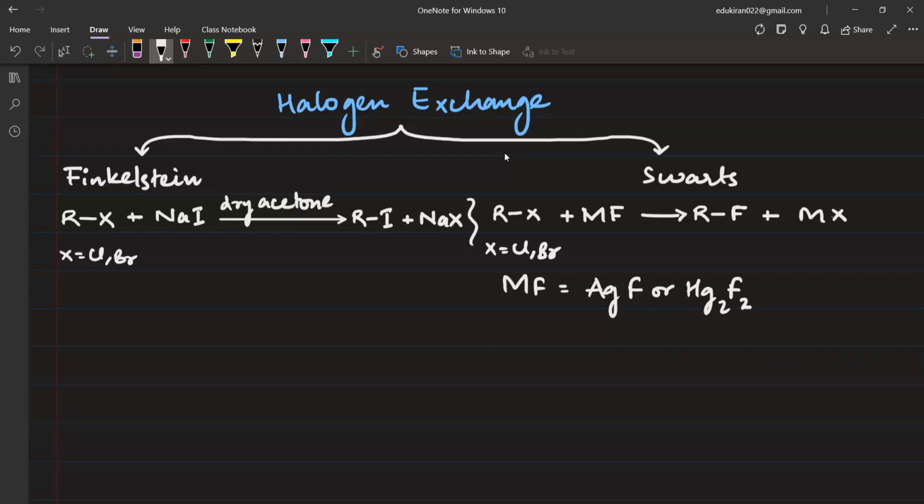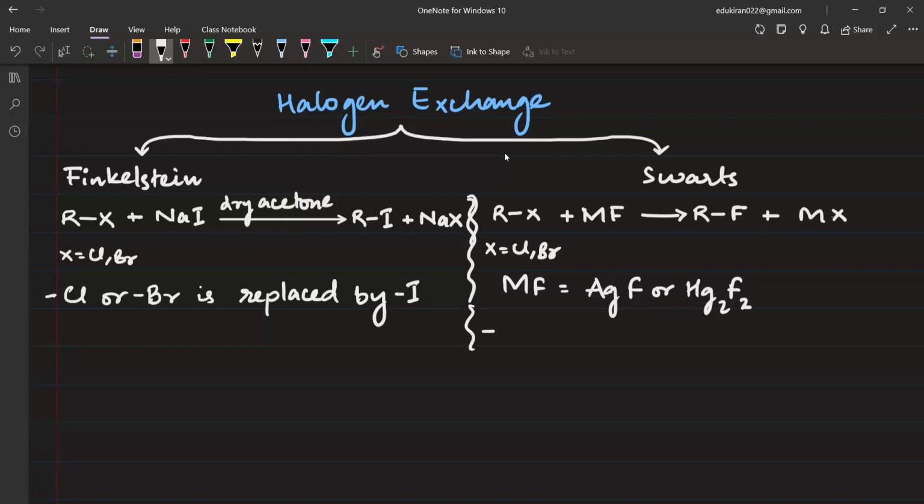So if you see fluoride, then obviously you are going to add fluorine here. And if you are seeing that one chlorine or bromine is getting exchanged by fluorine, then that is a Swartz reaction. Now what is happening here? Chlorine or bromine is replaced by iodine. And what is happening here? Chlorine or bromine is replaced by fluorine.